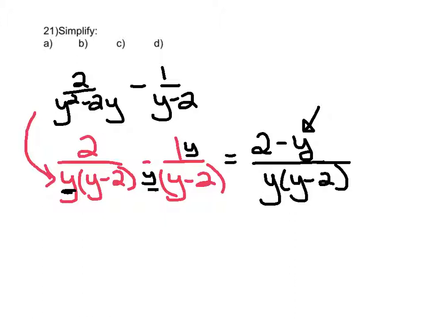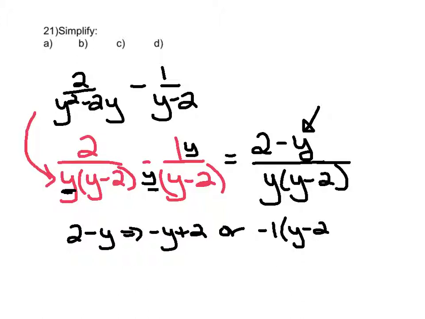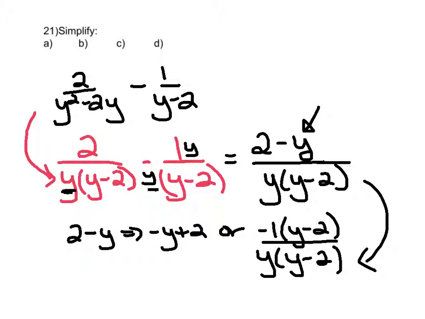I'm going to take this 2 minus y, and I'm going to rewrite that. That's like rewriting it as negative y plus 2, or I can pull a negative 1 out and have y minus 2. Now let's rewrite our denominator underneath that, and we have y minus 2. Now you can see that we can eliminate our group of y minus 2, leaving you negative 1 over y, which is your choice B.